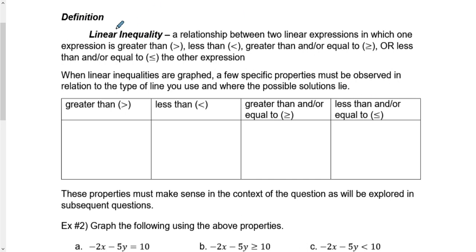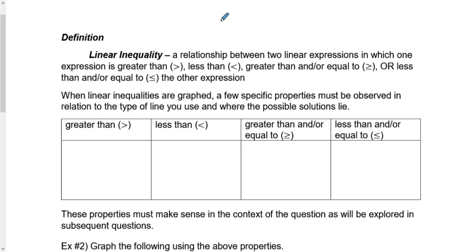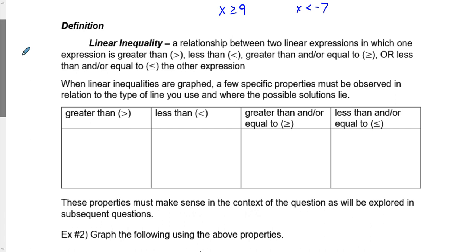So we talked about some inequalities in grade 9. We had things like x being greater than and/or equal to 9, or x being less than -7. Those were things that we had done as solutions. But in this case, we're actually going to graph lines, and when we graph those lines, we have to pay attention to the specific properties.